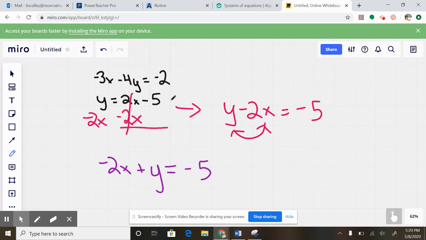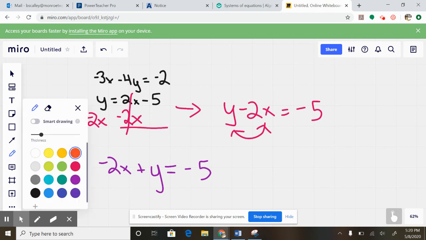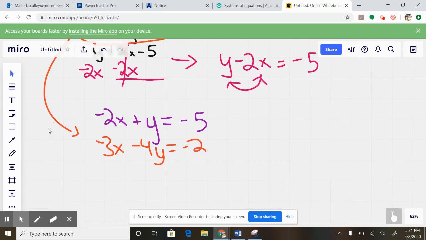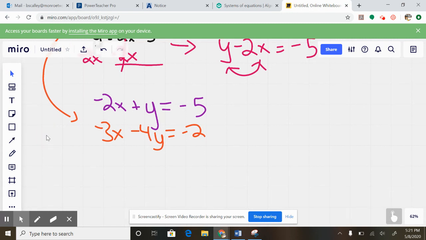So that's now the same order as my original equation up top here. By the way, it doesn't matter which equation's on top or which one's on bottom. It could be either way. So I'm going to just take this equation on top and just move it down here. So that is negative 3x minus 4y equals negative 2. So now I have them written in the same order, but I have no matching coefficients, so that's another issue.